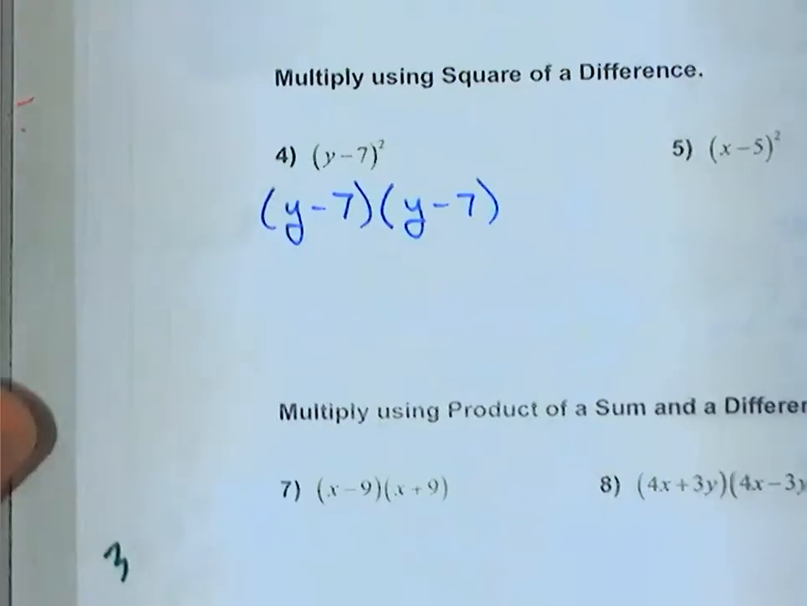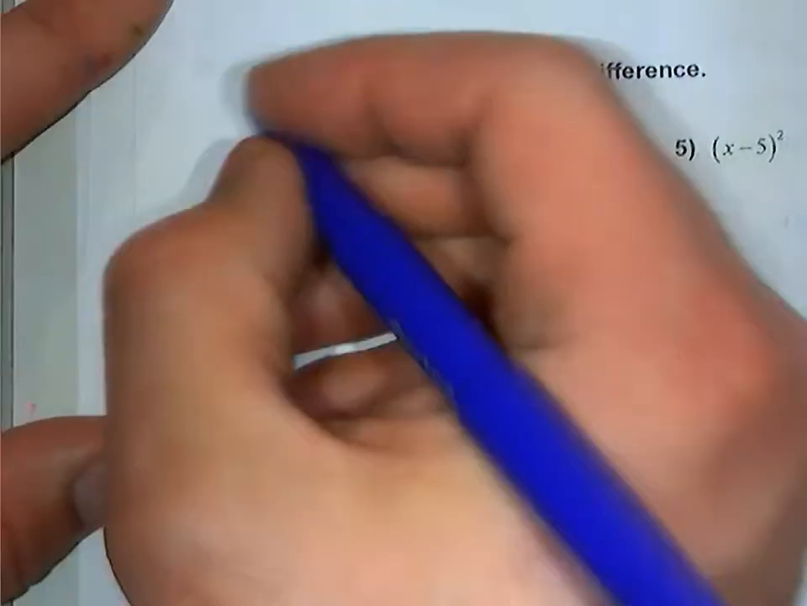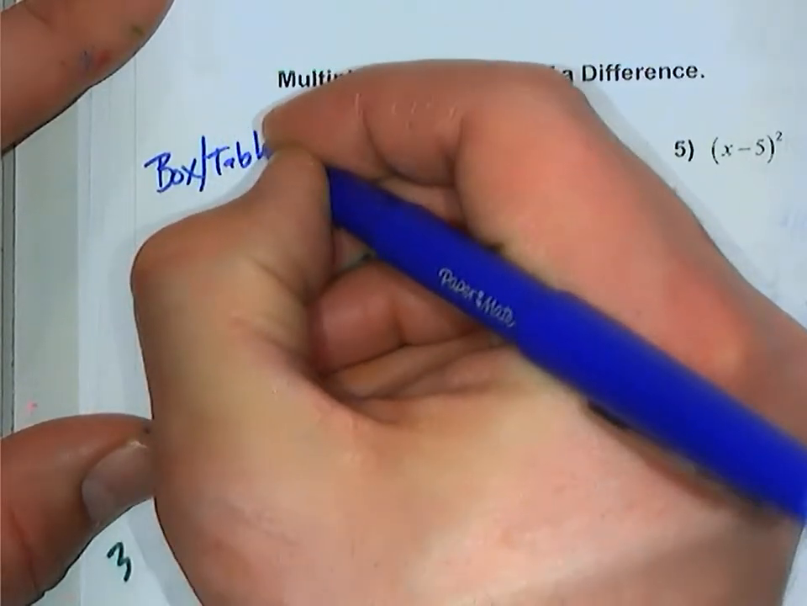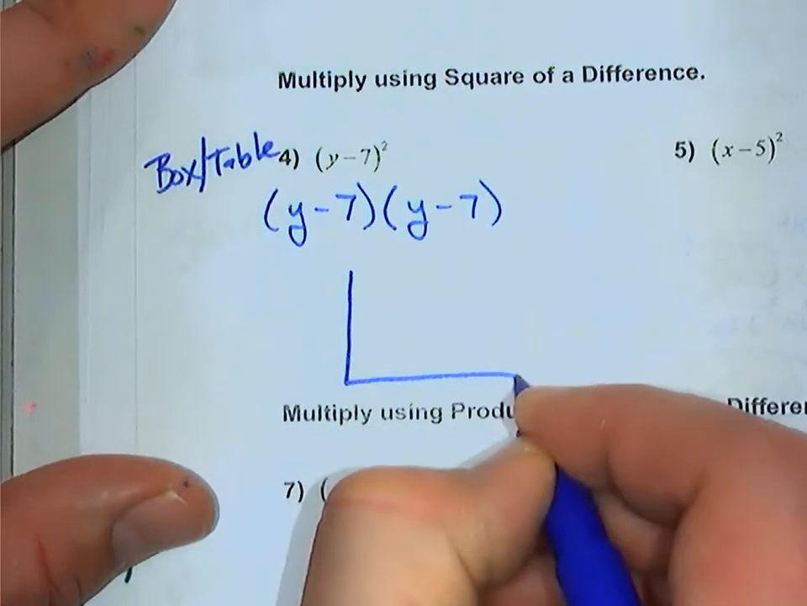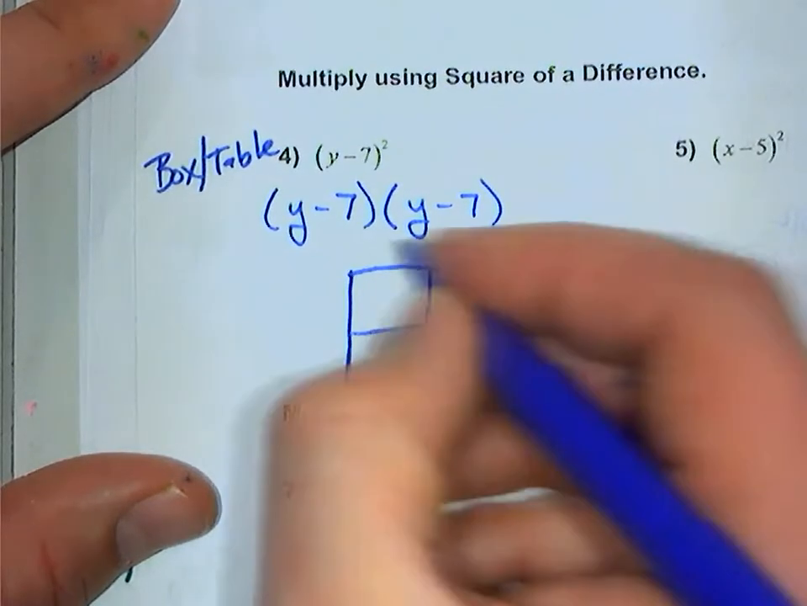Now, do you guys want to see the box method again? Is everybody using FOIL? You want to see the box? All right, let's see the box method, or also known as the table. I'll refresh your memory what that looks like. I see I've got 2 terms and 2 terms. So again, this is the box or table method.